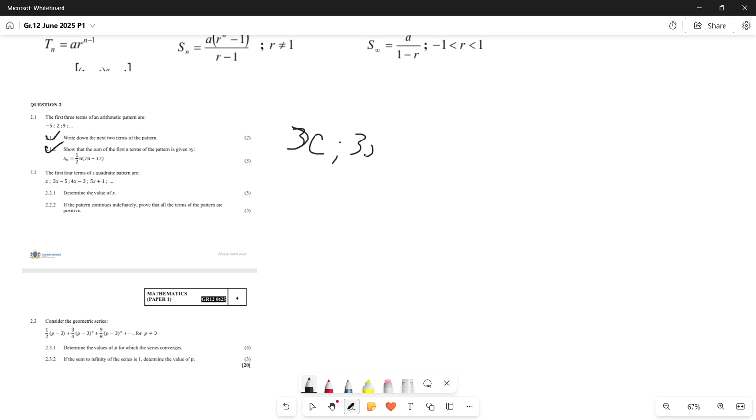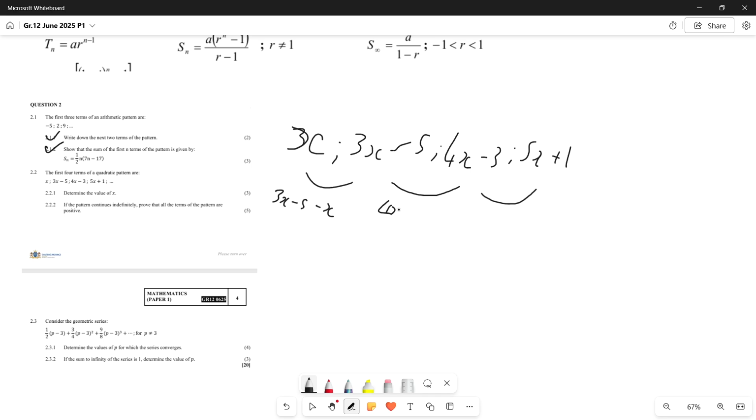So we have x, 3x minus 5, 4x minus 3, and 5x plus 1. These are the first 4 terms. What we know is that they have a constant second difference. So what we need to do is go this term minus that term. So we have 3x minus 5 minus x, the value gap to bridge from x to 3x minus 5. Then we're going to go 4x minus 3 minus 3x minus 5.